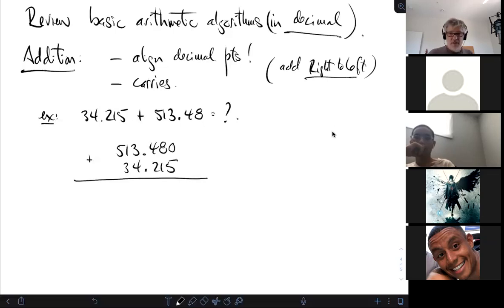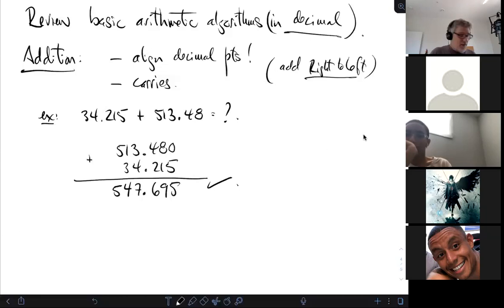So 0 plus 5 is 5. 8 plus 1 is 9. 4 plus 2 is 6. My decimal point is in the same place. 3 plus 4 is 7. I have no carries here, so this is about the easiest problem we can do. 3 and 1 is 4, and 5. So 547.695.